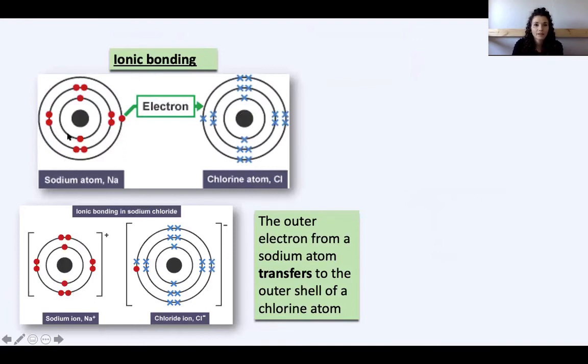So this here is a sodium atom. Now sodium is in group 1, so it has 1 electron in its outer shell. And here is a chlorine atom. Chlorine is in group 7, so it's got 7 electrons in its outermost shell. Now what happens when these 2 atoms bond together is the electron from the outer shell of the sodium comes away, gets lost, and gets transferred to the chlorine. And that makes both the atoms really nice and happy and stable, because sodium now has a full outer shell, and so does chlorine. It has 8 in its outer shell.